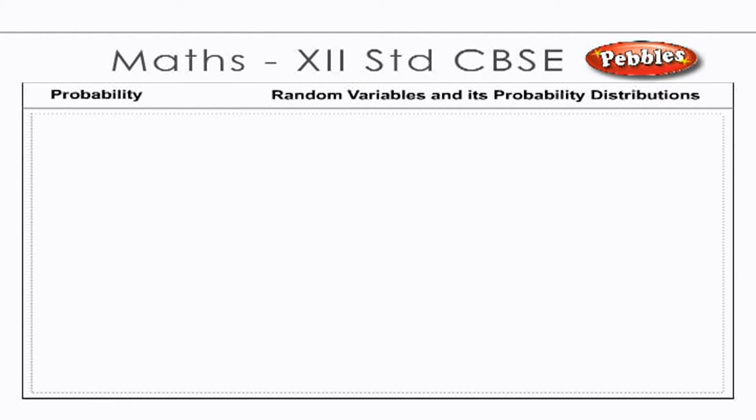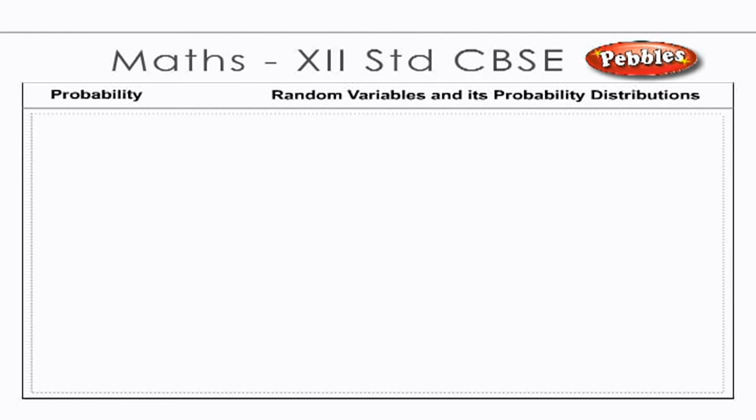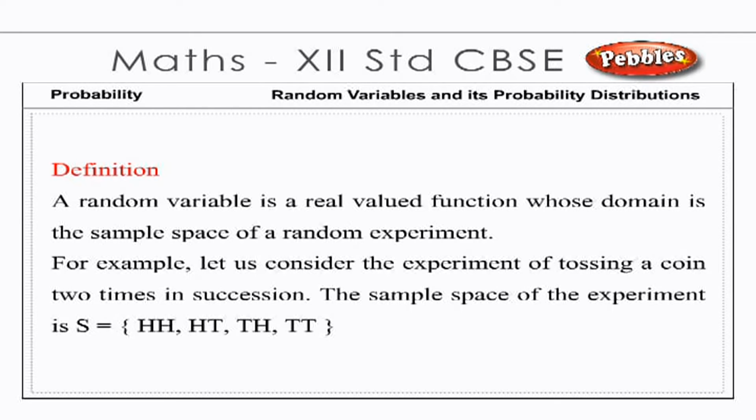Random variables and its probability distributions. We have learnt about random experiments and formation of sample spaces. In most of these experiments, we were not only interested in the particular outcome that occurs, but rather in some number associated with that outcome, as shown in the following examples or experiments. Definition: a random variable is a real valued function whose domain is the sample space of a random experiment.